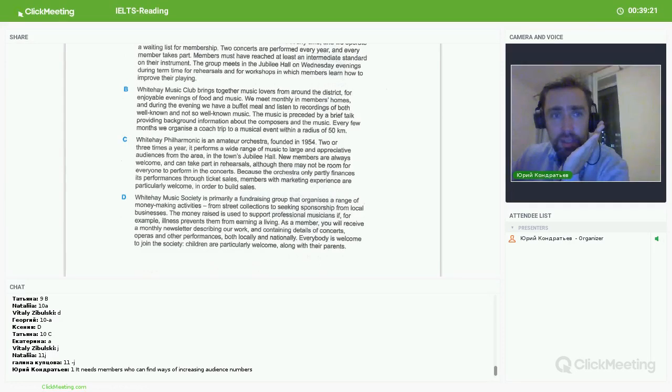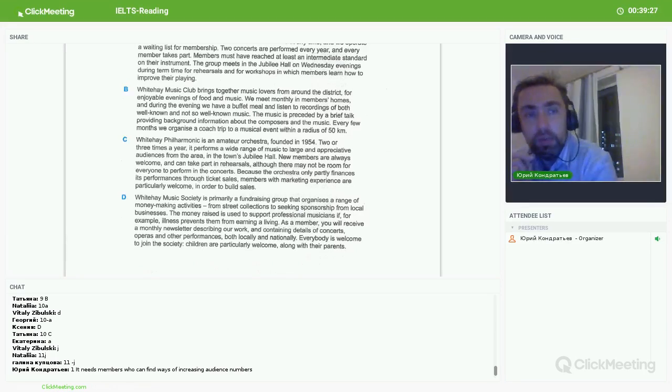So this club, it's A, B, C, or D, needs members who can find ways of increasing audience numbers. What we need is to find this information in the text. So it will be need. Okay, and it will be increase audience numbers.